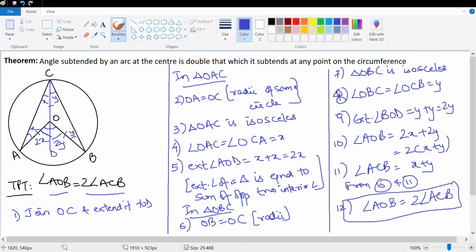So angle at the center is 2 times the angle at any other point on the circumference. This is for an arc. We will use this property extensively in this chapter. Good. Let's look at the next one.